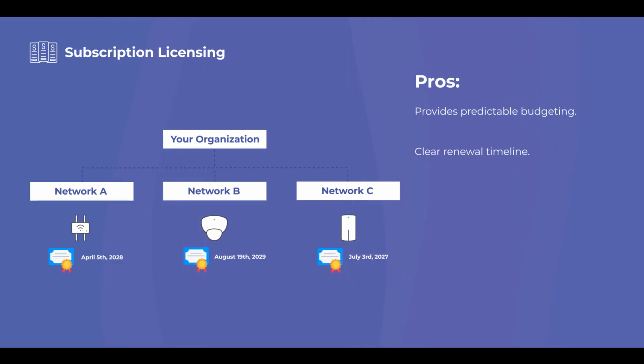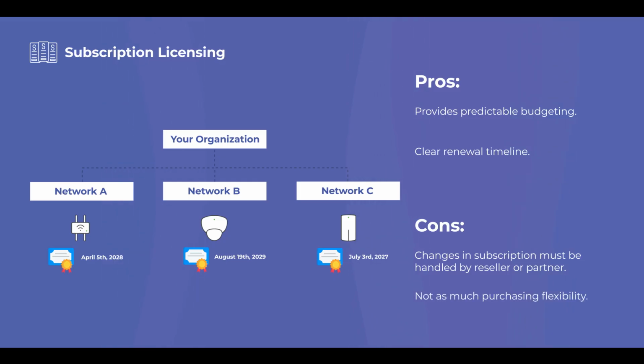However, because each Meraki network can never have more than one subscription assigned to it, any changes to the subscription during the term, such as adding or changing a device or increasing capacity, must be handled through the same reseller or partner that you purchased the subscription from. This model prioritizes predictability and structured lifecycle management, but it can reduce some of the purchasing flexibility that exists with co-term licensing.